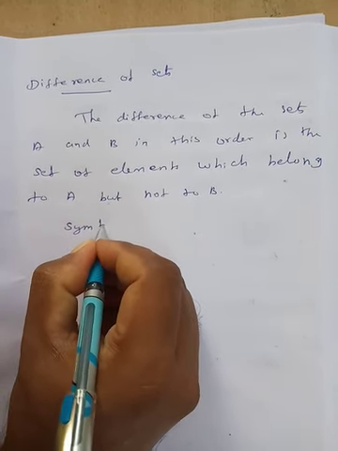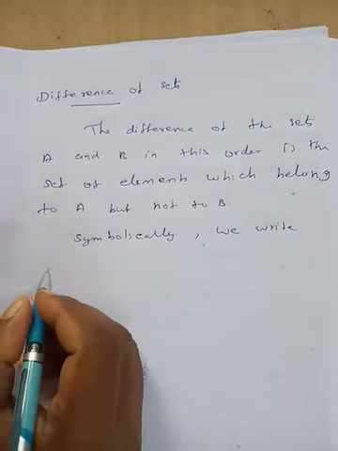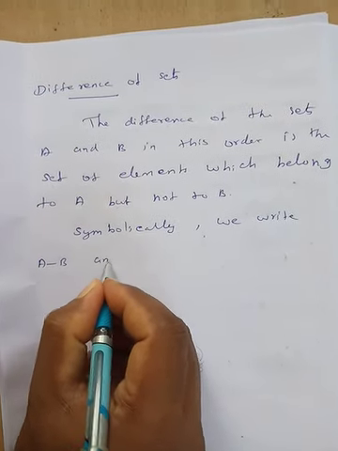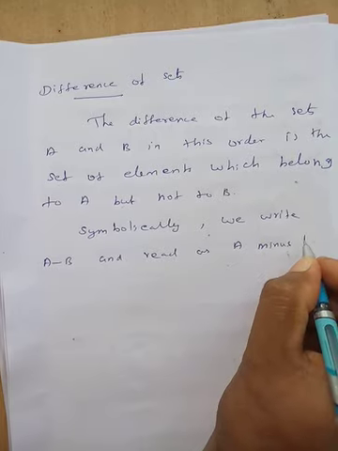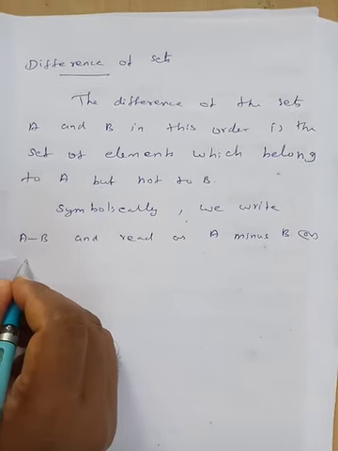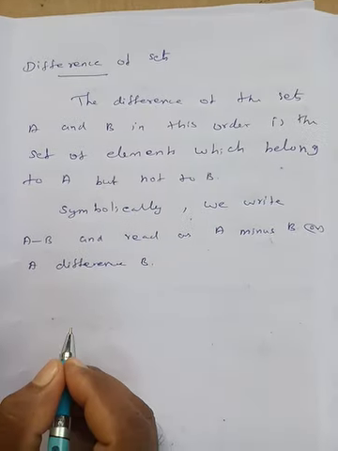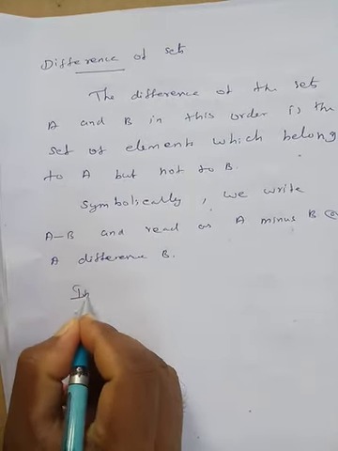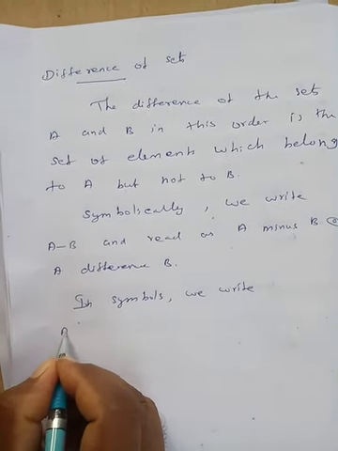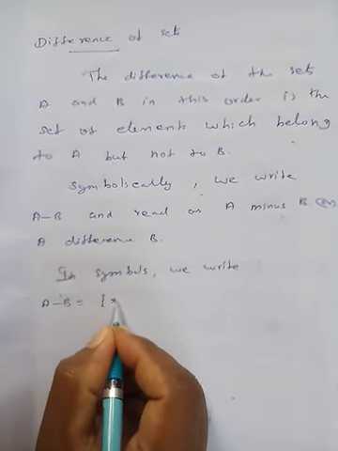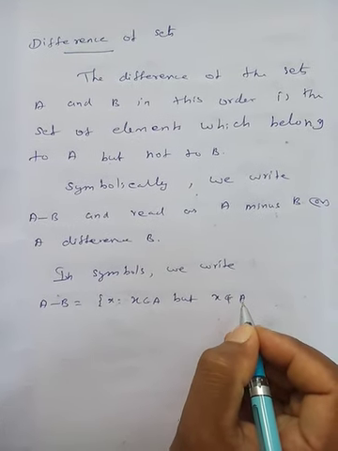Symbolically, you write A minus B and read it as A minus B or A difference B. In symbols, you write A difference B equal to the set of all x such that x belongs to A but x does not belong to B.